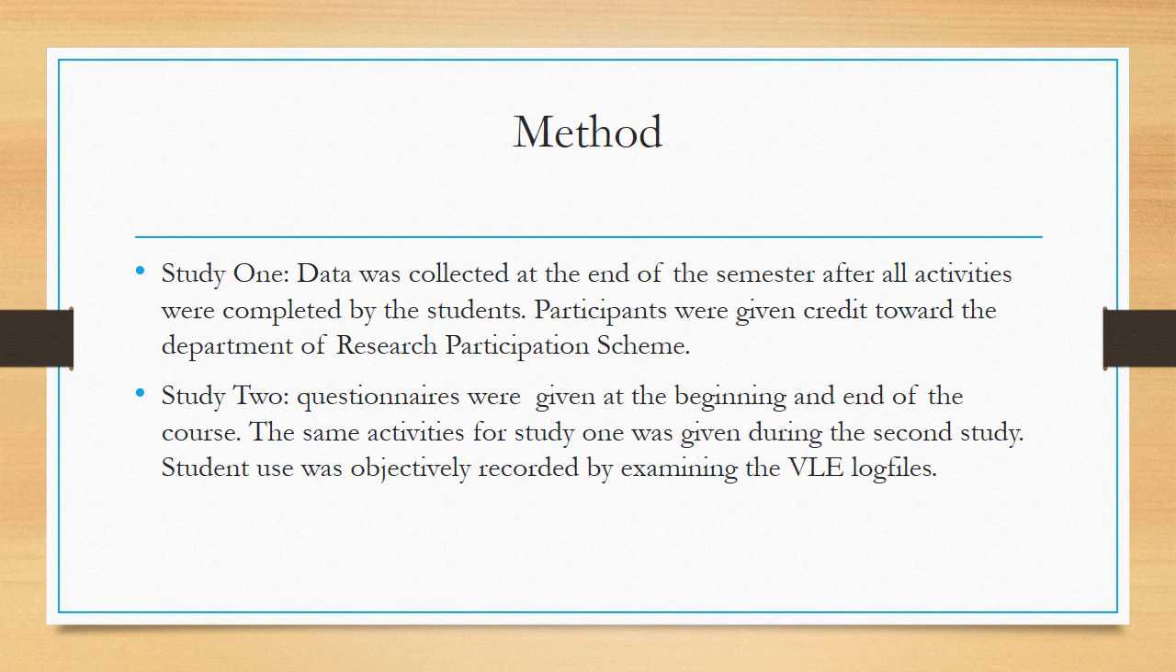For Study 1, data was collected at the end of the semester after all activities were completed by the students. Participants were given credit toward the Department's research participation scheme. Study 2 questionnaires were given at the beginning and end of the course. The same activities as in Study 1 were given during the second study. Student use was objectively recorded by examining the VLE log files.